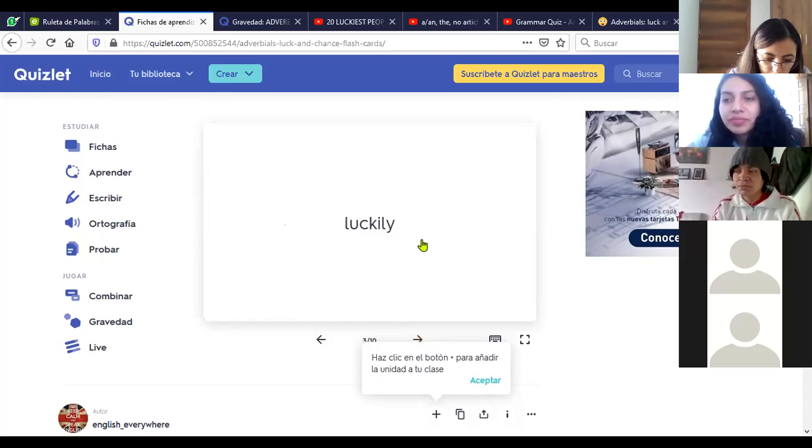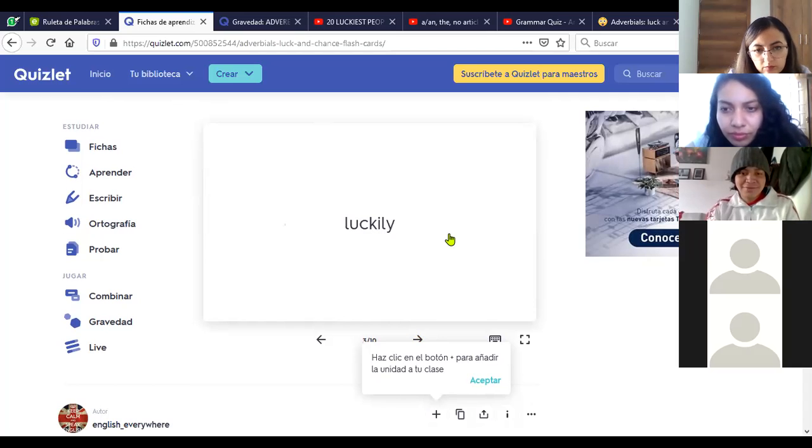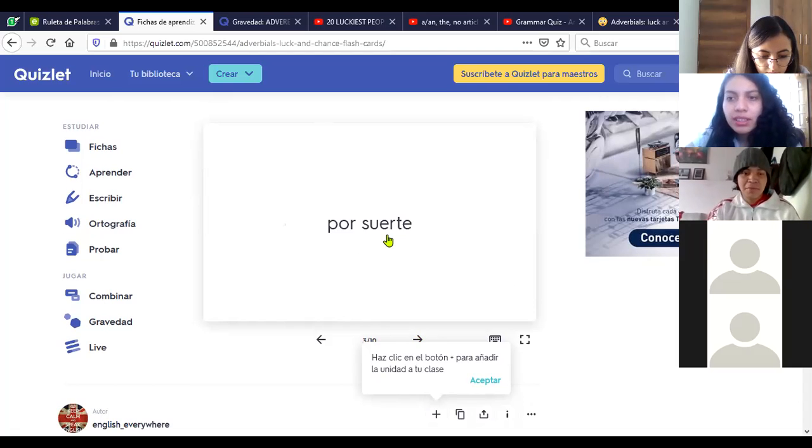Luckily. What do you think of luckily? And don't forget that this in the pronunciation is not luckily, no? It's luckily, como con o, luckily. And that is gonna be por suerte, luckily.